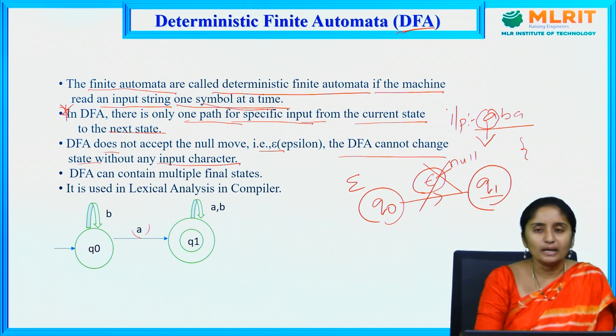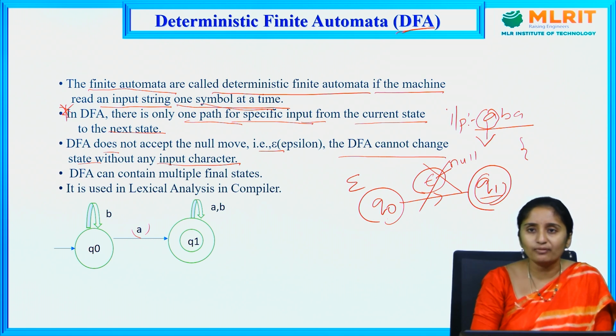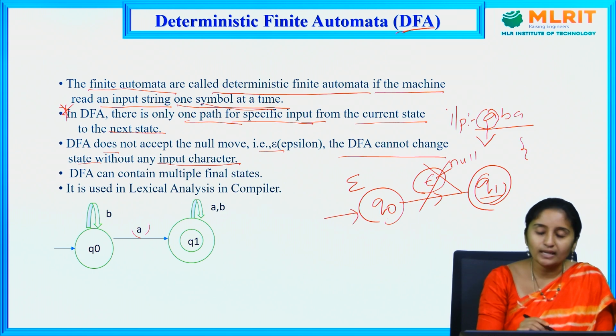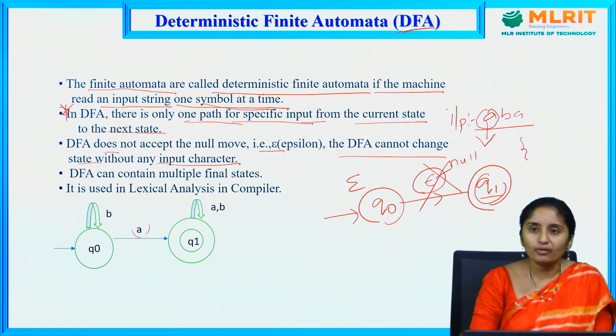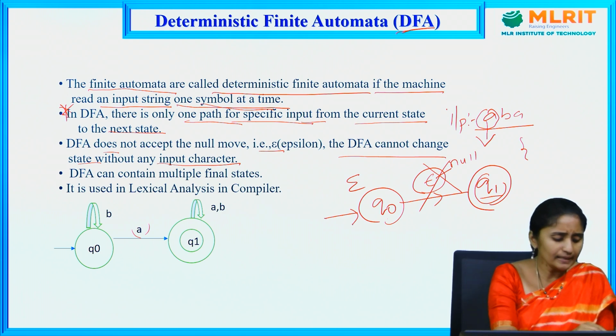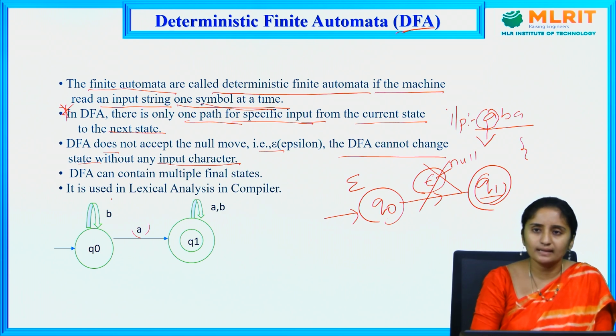DFA can contain multiple final states. There is no rule that it should contain only one final state. We can have multiple final states, but only one initial state. It is used in lexical analysis in compilers. We'll learn this topic in coming classes.